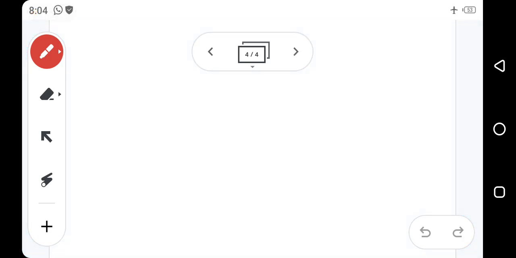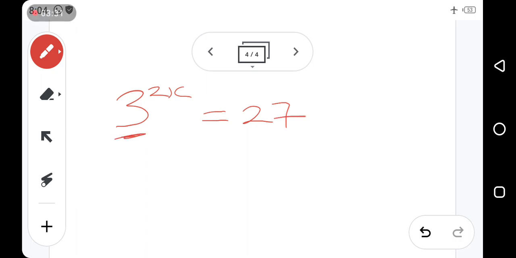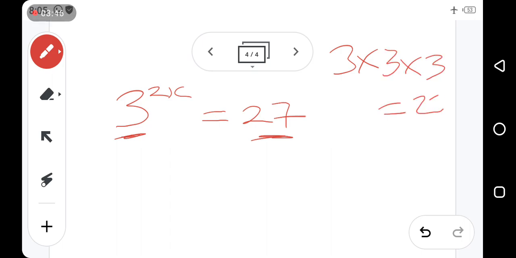Let's have another example. When we have 3 raised to power of 2x is equal to 27. Here, you have 3 as your base. So what will you raise 3 to give you 27? And definitely that will be 3, because 3 times 3 is 9, and 9 times 3 is what? 27. So definitely that will be 3 raised to power of 3. So 3 raised to power of 2x is equal to 3 raised to power of 3.